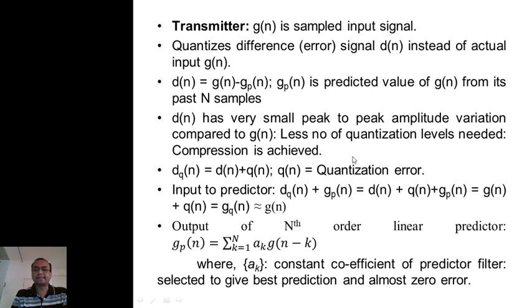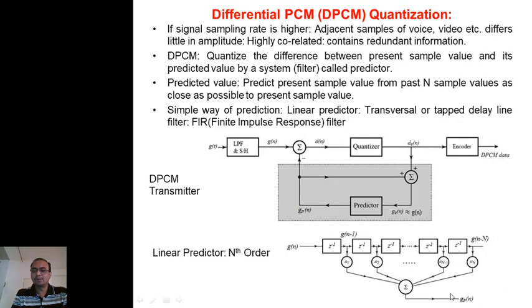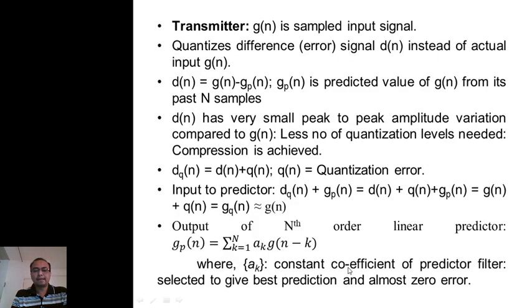So this slide explains all these things that I have explained, right? How Gqn is approximately equal to Gn. Also for the nth order linear predictor, we have seen the equation we can describe like this: Gpn, which is the output of this predictor, is equal to the sum, sigma, k running from 1 to capital N, of ak times g of n minus k.